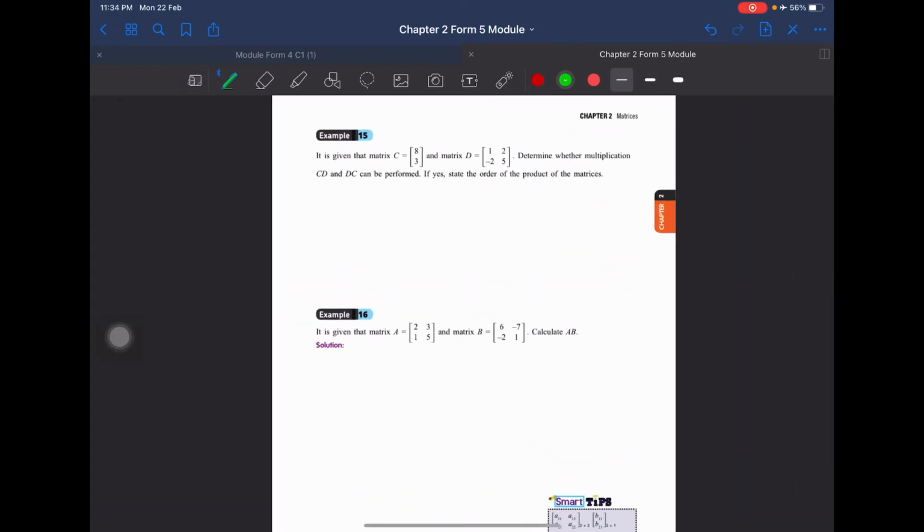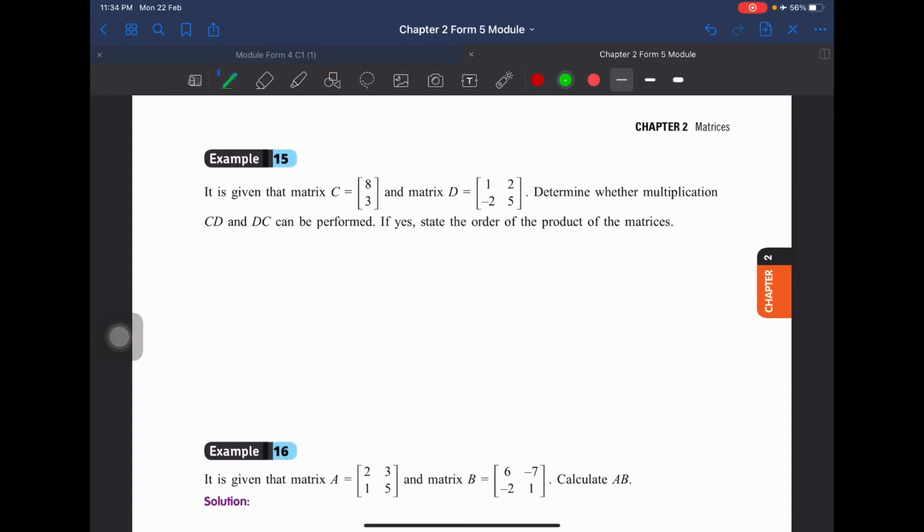Okay, so let's have a look at the first example, example 15. It is given that matrix C is (8, 3), matrix D is (1, 2, negative 2, and 5). Determine whether multiplication CD and DC can be performed. If yes, state the order of the product of the matrices.